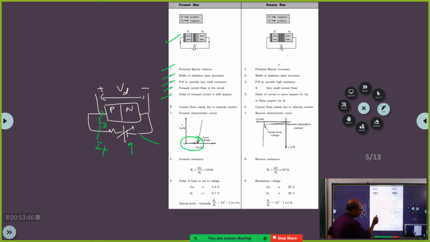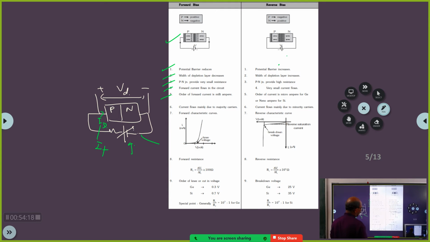Once it reaches this voltage, called the knee voltage or cut-in voltage. For silicon it is 0.7, for germanium it is 0.3. Once that barrier is overcome, the current will increase. In an ideal diode, it will be like this, but in a real diode, it is like this. Correct?